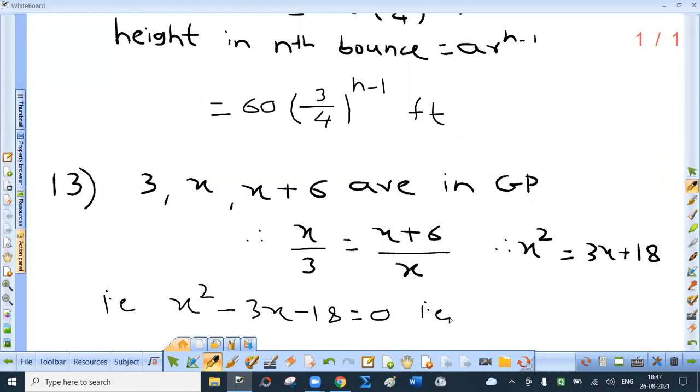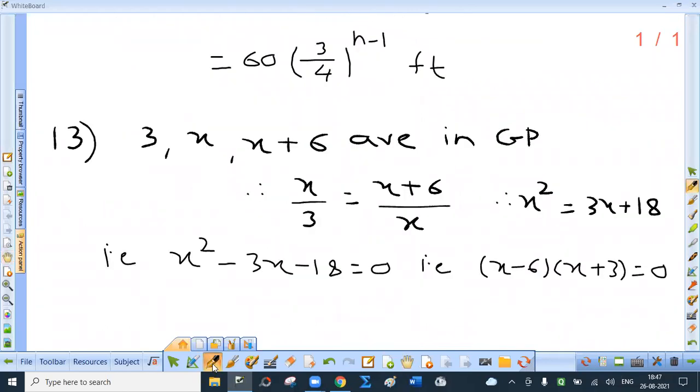Now, can we find the factors of this? Yes, we can. You should be able to find factors immediately. X minus 6, x plus 3. So x equal to 6, x equal to minus 3. Okay. Now what is asked? 20th term. Oh, so for x equal to 6, we'll have to find 20th term. For x equal to minus 3 also, we'll have to find that term. Okay, we'll do that.